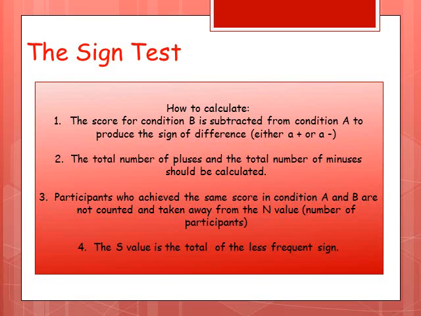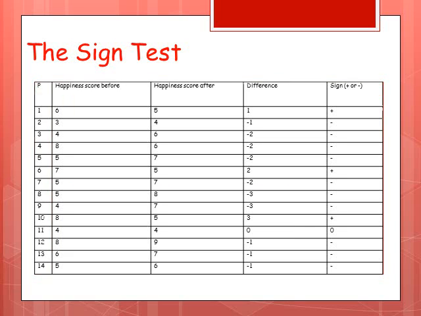So if I look at this, I wanted to see whether happiness would improve after watching a comedy. So participant 1 scored 6 on the happiness score before watching the comedy and 5 afterwards. So 6 minus 5 is 1. So I get a plus score.